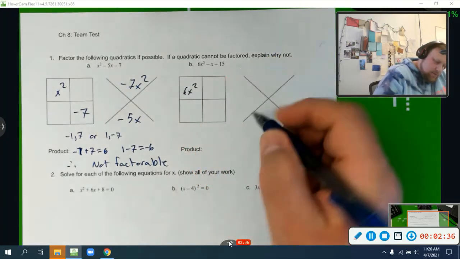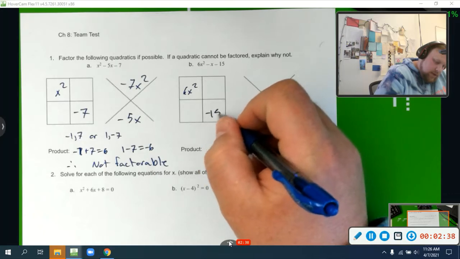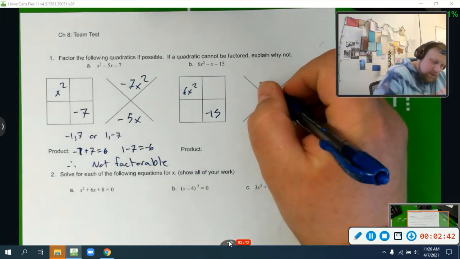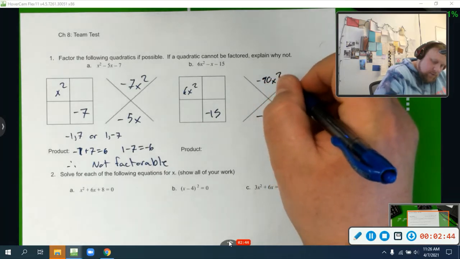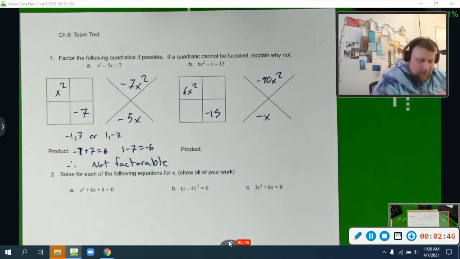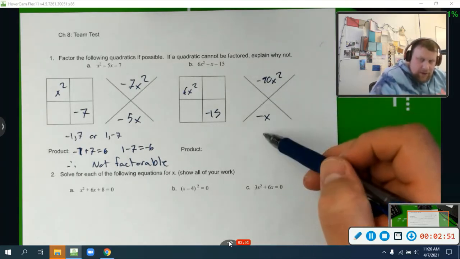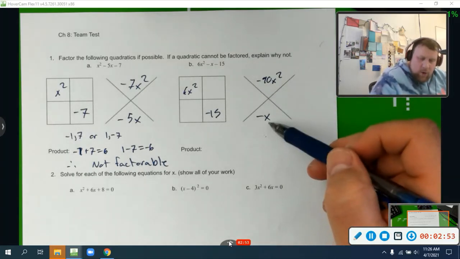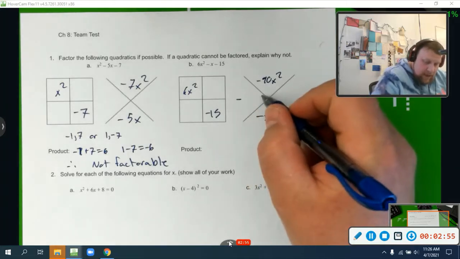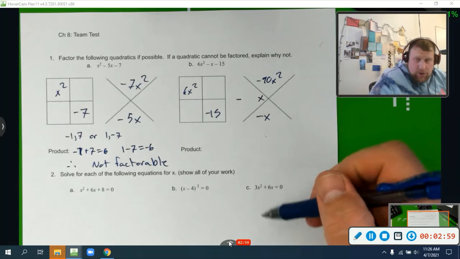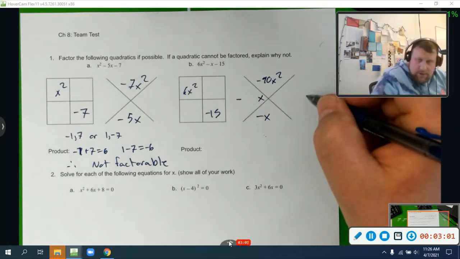6x squared minus x minus 15. 6x squared times minus 15 is going to be negative 90x squared. You may be freaking out a little bit. There's lots of variables here, but really we need to get to two factors that are only one away from each other. We know one has to be negative and one positive, and the negative one has to be one larger than the second factor. So let's start going with factors.